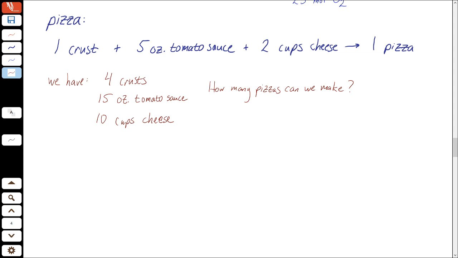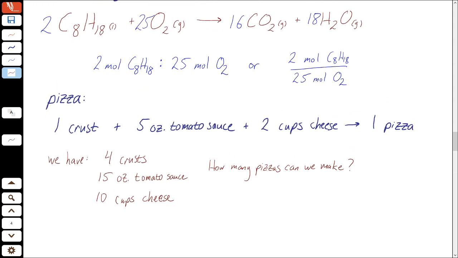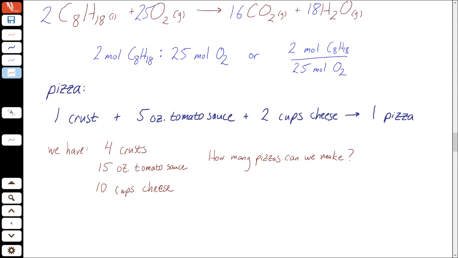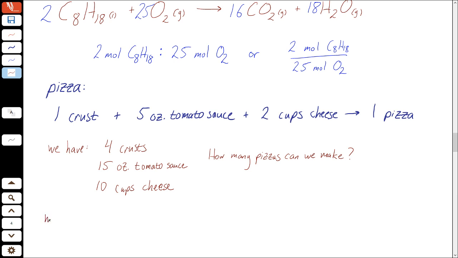Now you probably kind of did that in your head just looking at the numbers, because when the numbers are nice and even, we can do that. But when the numbers get a little bit trickier, maybe we can't. So if we go back up to our reaction here, we could ask that same question. Let's say, so the equation tells us that for every 2 moles of octane, we can make 16 moles of carbon dioxide, right? So let's say we have 3.5 moles of octane.